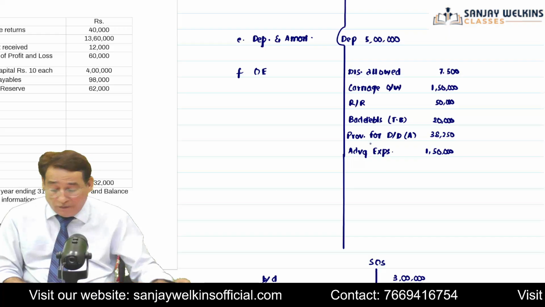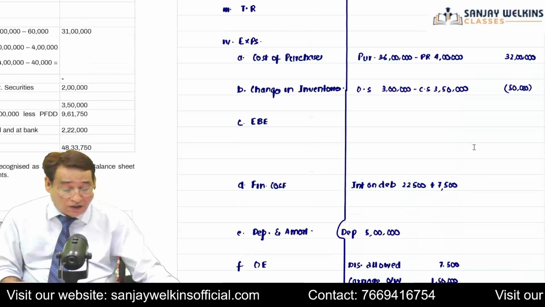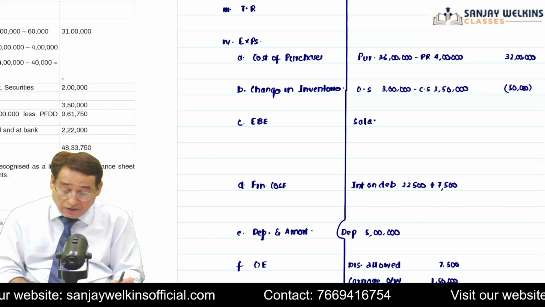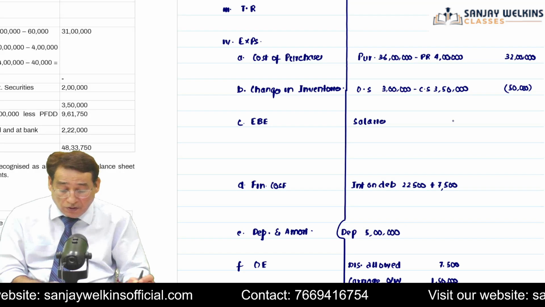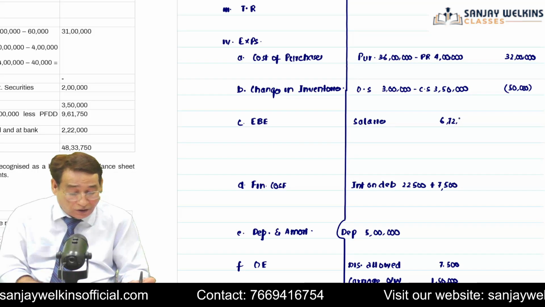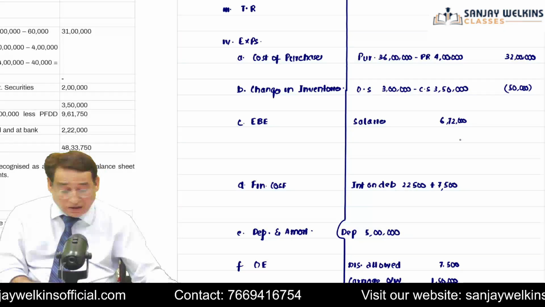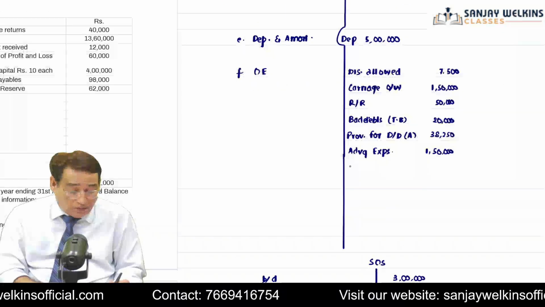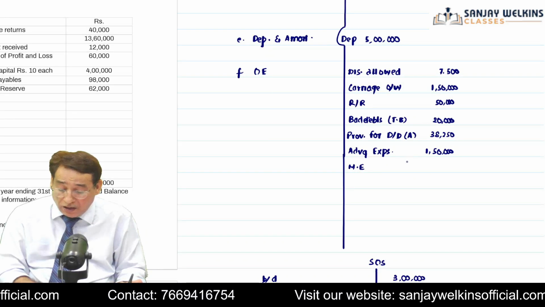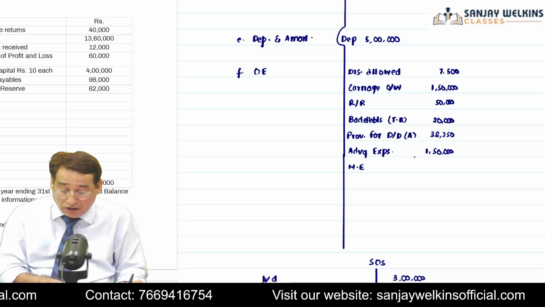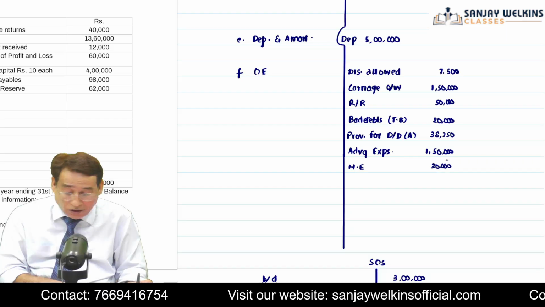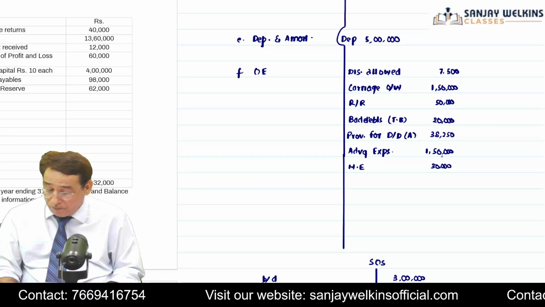Then we are being given salaries. I told you it is related to employee benefit expenses. So I will write here salaries. Amount of salary is equal to 6,72,000. Then miscellaneous expenditures are given. So miscellaneous expenditure in this particular case is equal to 30,000. Is it clear to you?